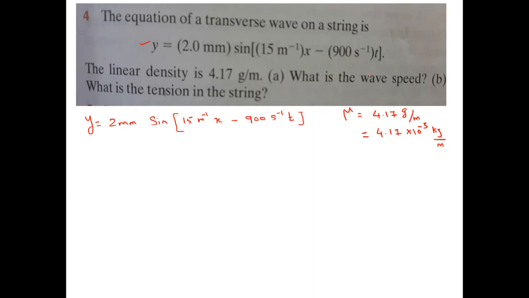Now, what information do they need? We have to find the wave speed. What is wave speed? V. Am I right? So we have to find the value of V, and then what are we going to find? We are going to find what should be the value of the tension on the string.